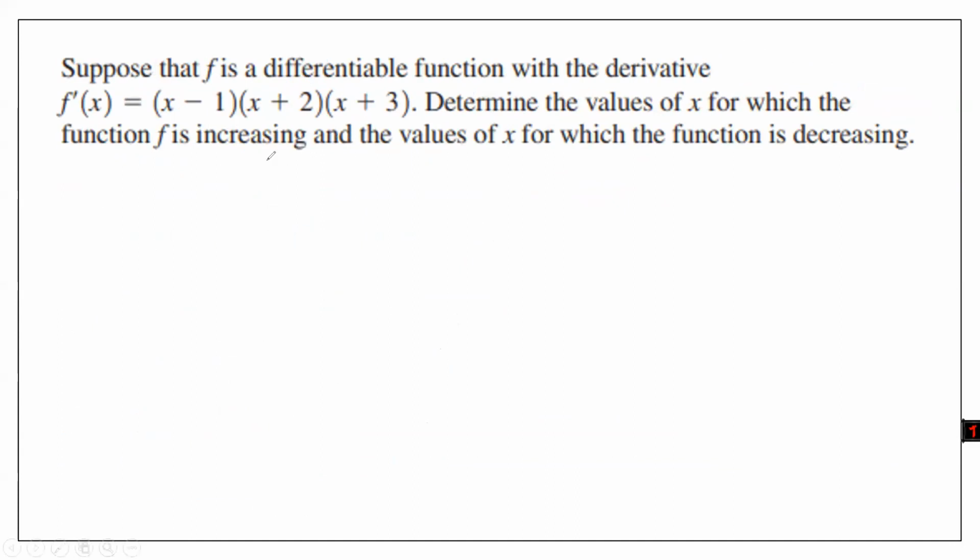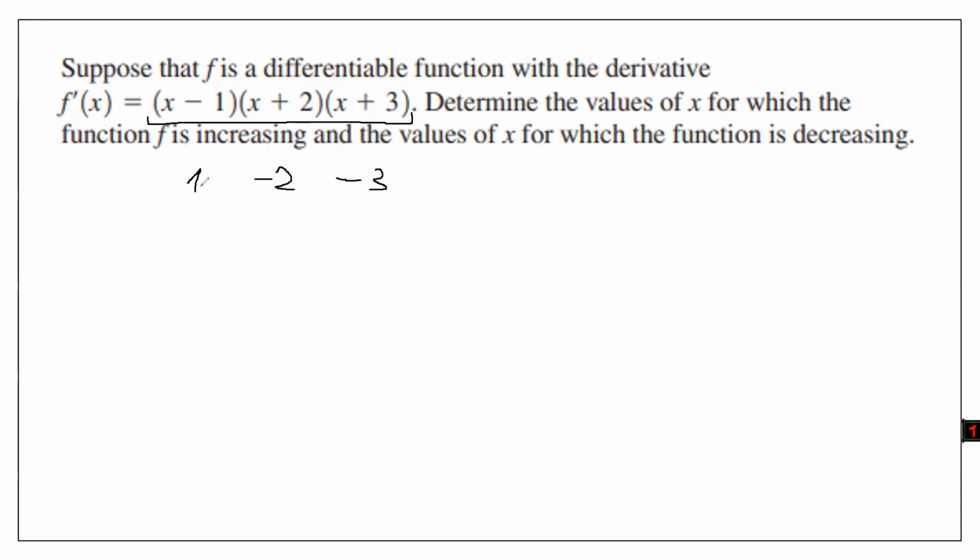Here, for example, you're already given a factorized derivative. Can you tell me the answer right away? Because it should be pretty obvious. When is the derivative equal to zero? X equals one, x equals negative two, x equals negative three. Great. And then you're asked to determine the values of x for which the function f is increasing and the values of x for which the function is decreasing.